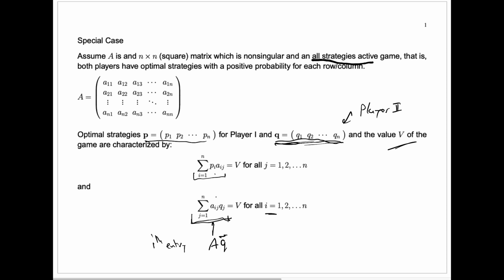In a similar way, this quantity above here is exactly the jth entry in what you get when you take the row vector P.